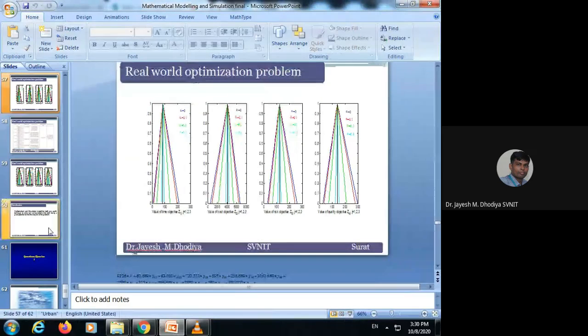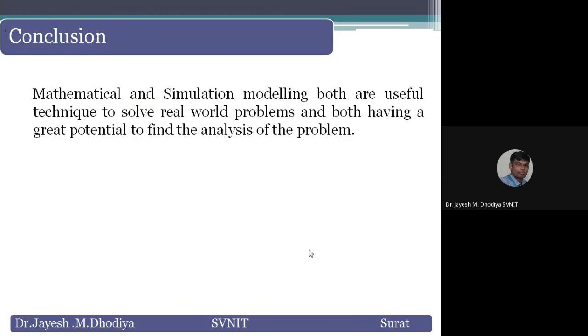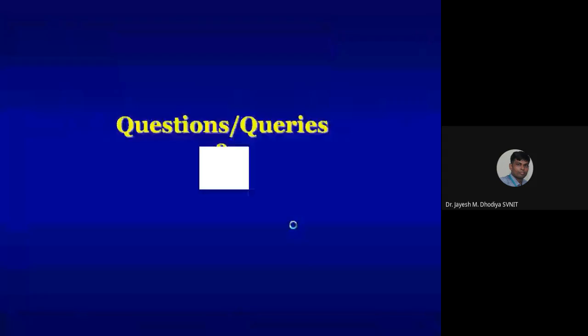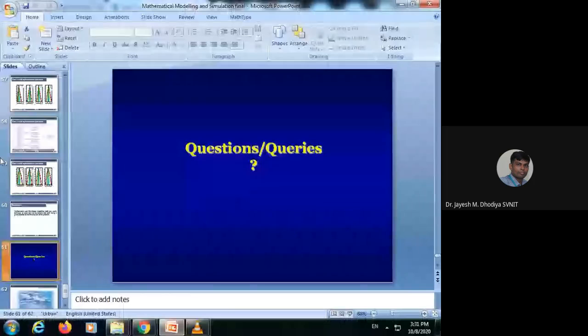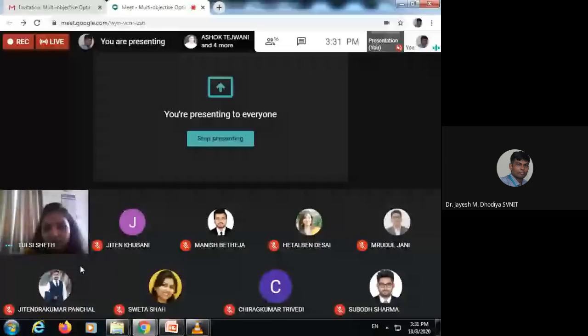So this is the graph of that, and this is the conclusion. Mathematical and simulation modeling are both useful techniques to solve real world problems, and both have great potential for analysis of the problem. Okay, so thank you. If you have any questions, you can ask me, because covering each and everything in 1 hour is very difficult. But I will try my best. I tried to show you a real world problem as well as future directions too. Any question you can ask me.